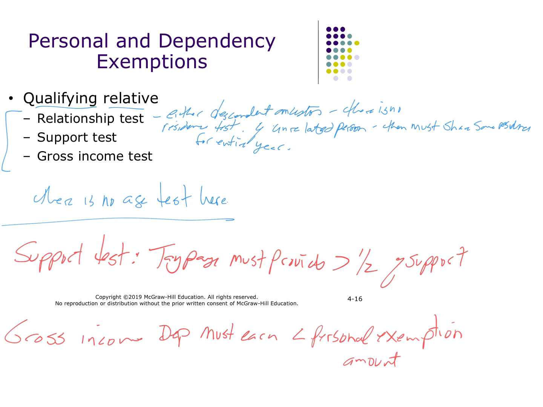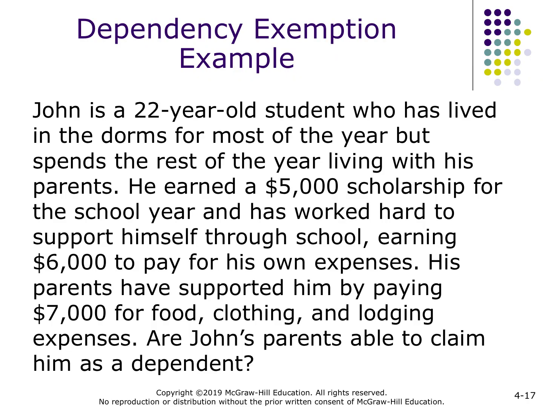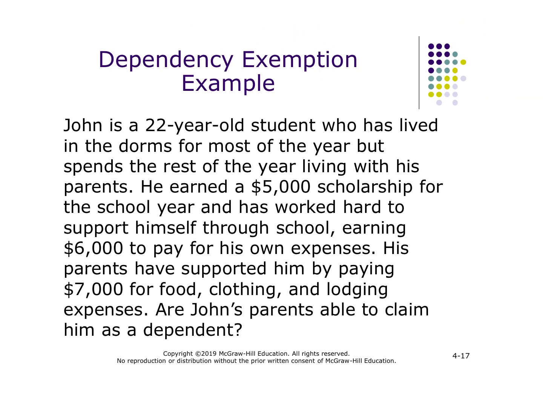Okay? Now, similarly, I could pick someone up off the street. I could be walking down the sidewalk and go, hey, you want to come live in my basement? And that person could qualify as my qualifying relative under these tests, even though they would be completely unrelated to me, provided they lived in my home for the entire year, as long as they passed the other tests as well. All right, so here's an example, okay?